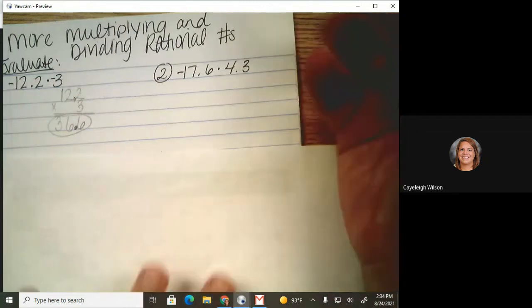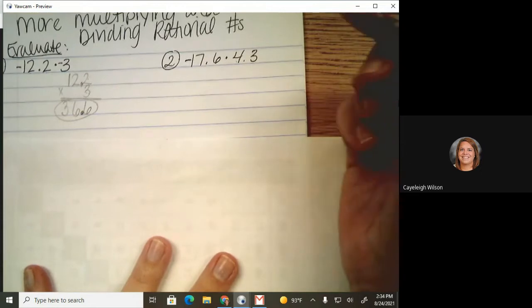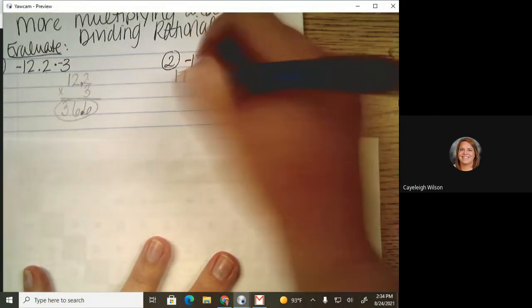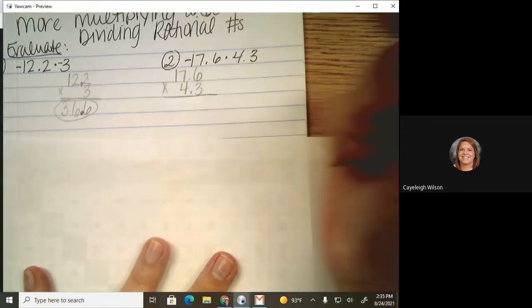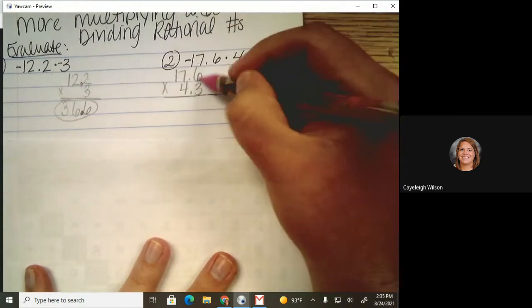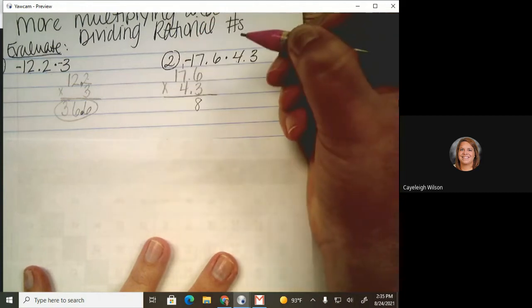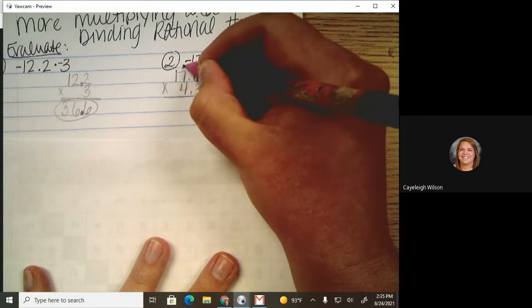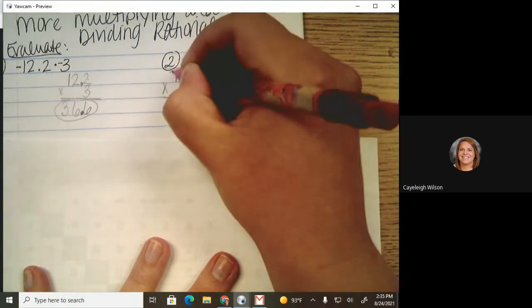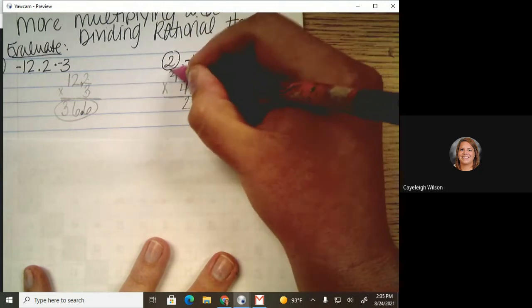All right, this next one here, it's a negative times a positive, so I know my answer is going to be negative, and I'm going to set this up vertically. And I'm just going to multiply it and ignore the decimal places. So 6 times 3 is 18. Carry my 1. 3 times 7 is 21. Add 1, so that's 22. 3 times 1 is 3, plus 2 is 5.